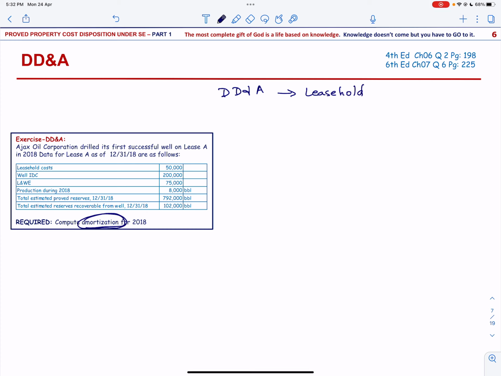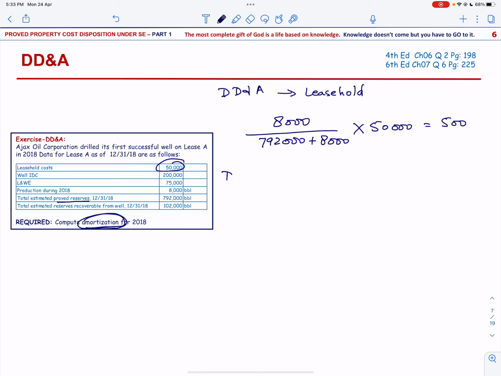Now the production during the year is 8,000, divided by the total estimated proved reserves, because this is at the end of the year, 792,000. We are going to add the production during the year, and we are going to multiply by the leasehold cost of 50,000. So this is equal to 500.